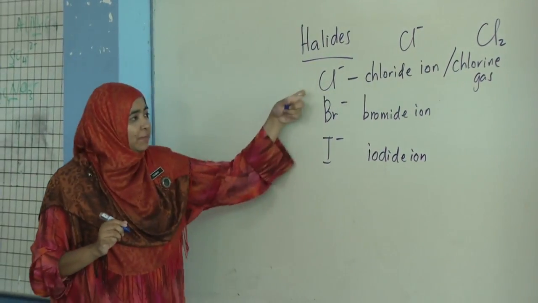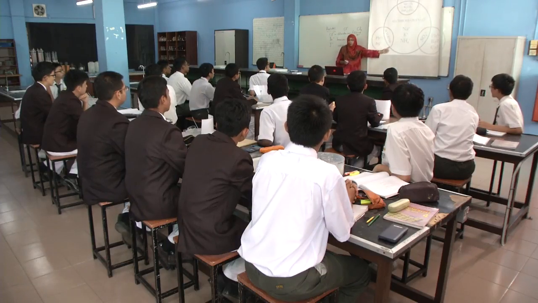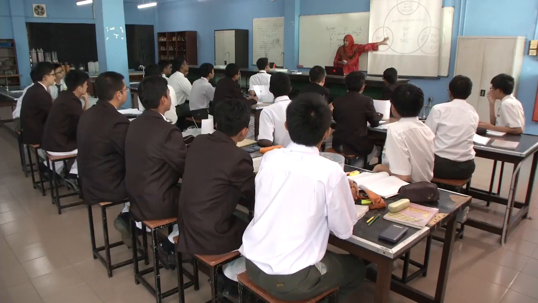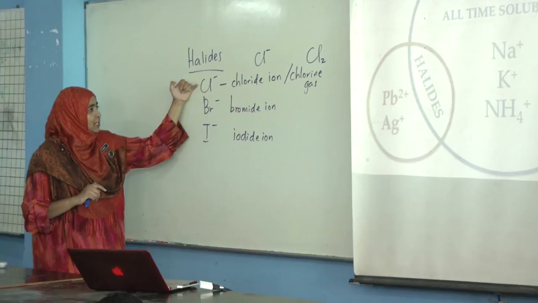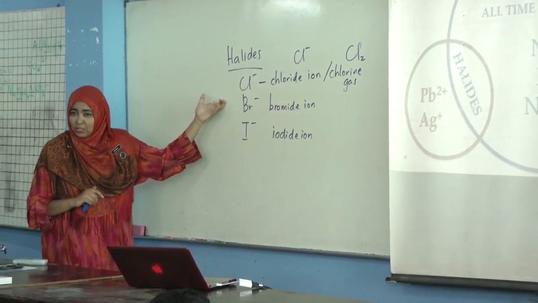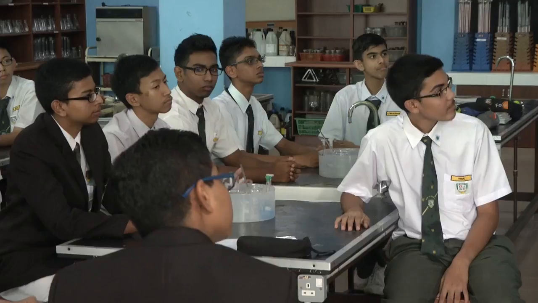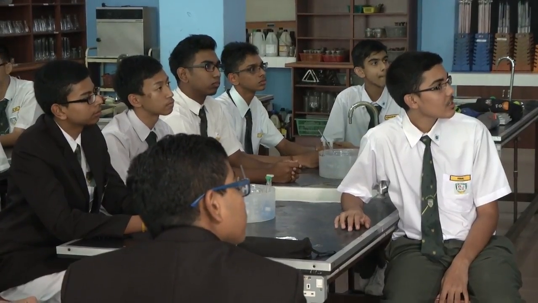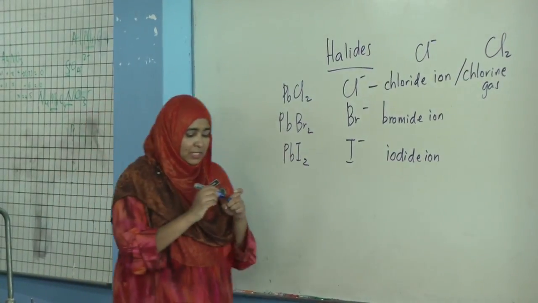Okay. So, for Cl-, Br-, and I-, they are all soluble because they fall in the blue region. But we have an exception. Okay, what kind of exception? We have Pb2+ and Ag+. When they are combined with any Cl-, Br-, or I-, they become an insoluble salt. So, for example, PbCl2, PbBr2, PbI2. Okay? Now, how to memorize this easier?